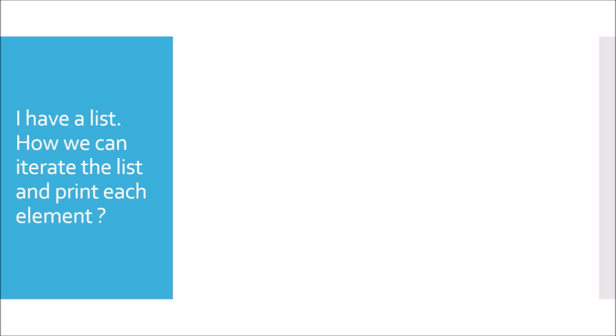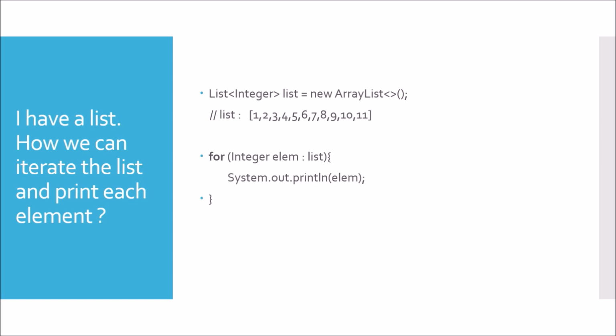I have a list. How can we iterate the list and print each element? Let's suppose I have created an ArrayList of Integer, and in this list I have elements like 1, 2, 3 up to 11. Now if I write for Integer element : list and System.out.println(element), I am using an advanced for loop to print the element. This is right to iterate the list and print each element, but this is not what an interviewer is looking for when you say you already know Java 8.